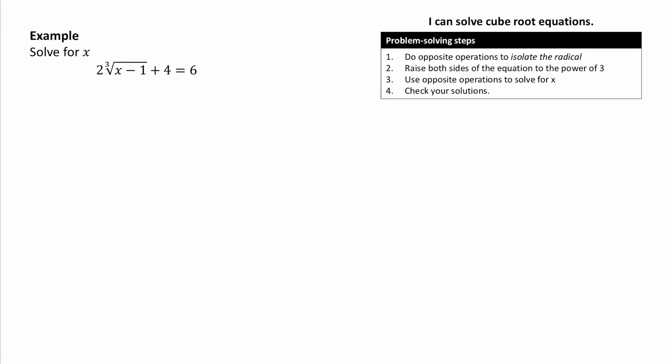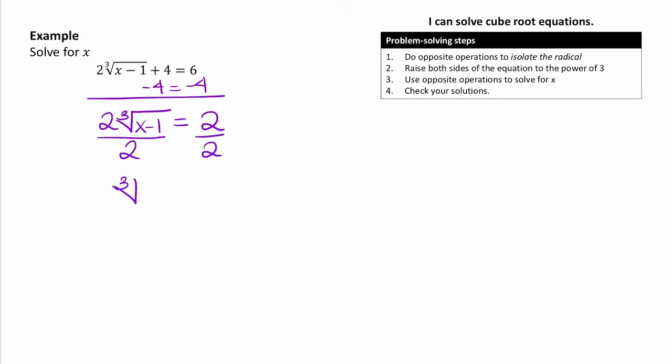So we have 2 times the cube root of x minus 1, plus 4, is equal to 6. So we're going to need to do more than one step here to isolate this cube root. First, we're going to start off by subtracting 4, because remember, whenever you're undoing things, you want to do the add or subtract before you do the multiply or divide. So we have 2 times the cube root of x minus 1 is equal to 6 minus 4, which is 2. Now I'm going to divide both sides by 2. And so I get the cube root of x minus 1 is equal to 1.